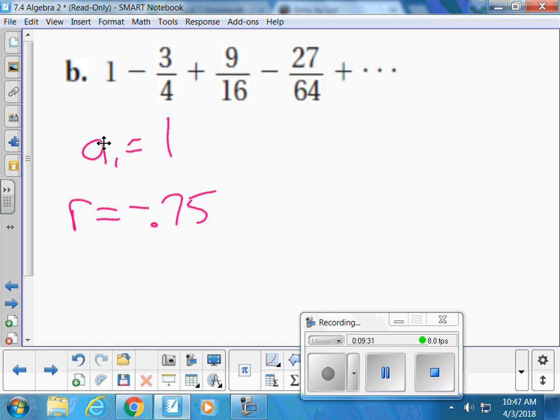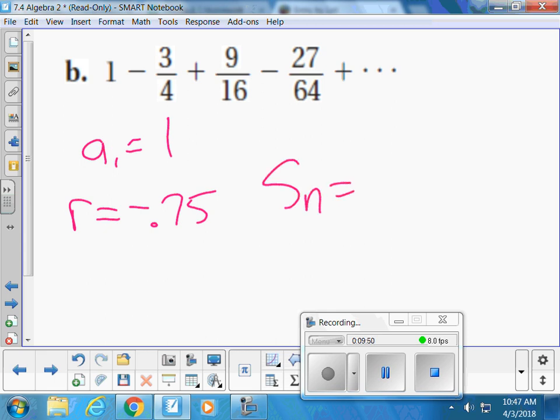Everybody on board with how we got that? You would do the negative 3/4 divided by 1. Or you could do positive 9/16 divided by negative 3/4. They both give you that. Okay, is the R value an appropriate size to be able to find an infinite sum? Yep, perfect. So let's just use our formula.